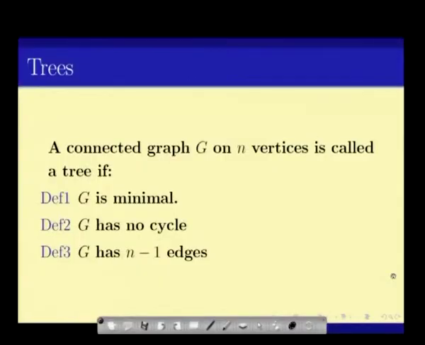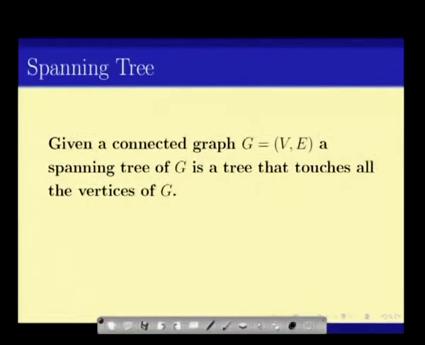Another equivalent definition is that G has n minus 1 edges. In other words, if a graph G is connected, then it is a tree if and only if it has n minus 1 edges. So, what we are looking for is a minimal connected subgraph of this graph G, or in other words, what is known as a spanning tree. Given a connected graph G, a spanning tree is a subgraph of the graph which is a tree and touches all the vertices of G.